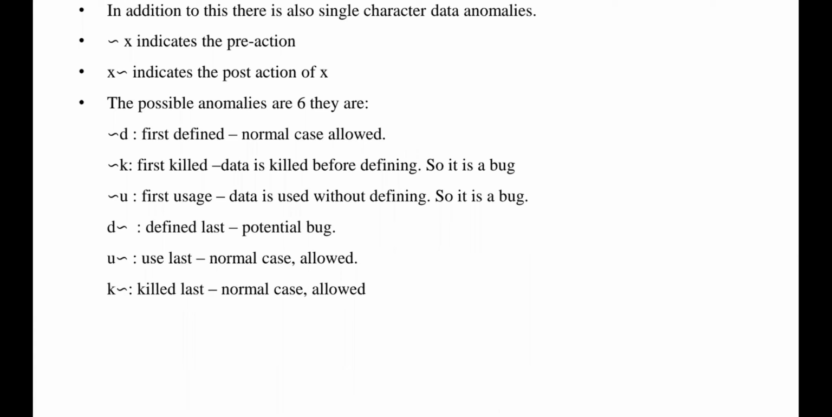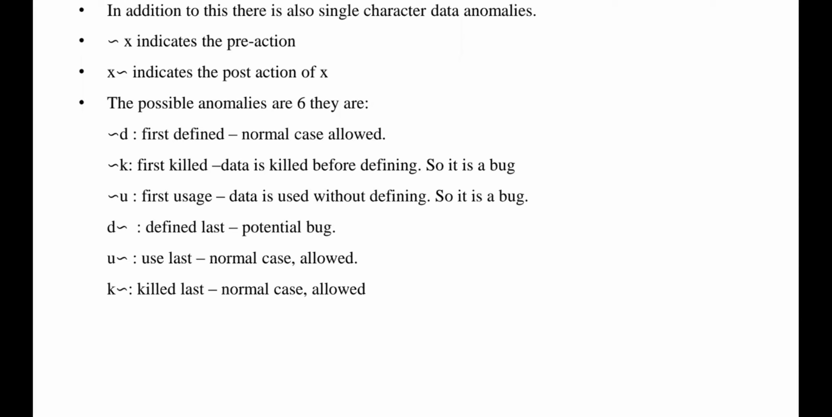D means define, K is kill, and U is usage. So first define, first kill, and first usage. First define is a normal situation. Without defining an object, we cannot go for the killing process, we cannot go for the usage process of that particular data object. So that is a normal case, allowed.